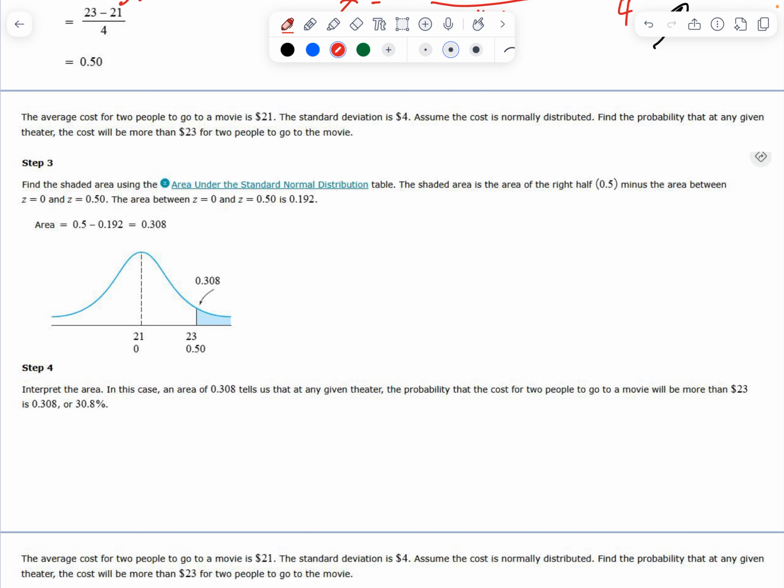I copied this from ALEKS. And yes, 0.308 is what they're looking for. Remember, this is the 0.192 right there.